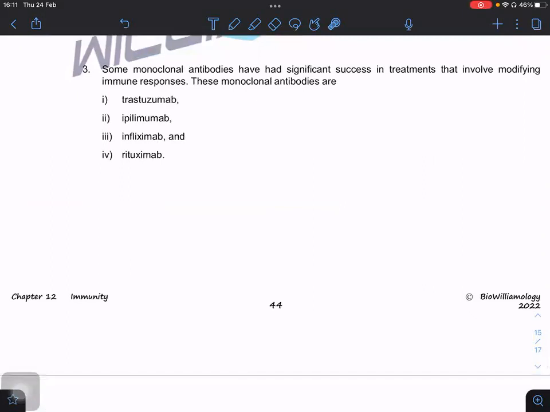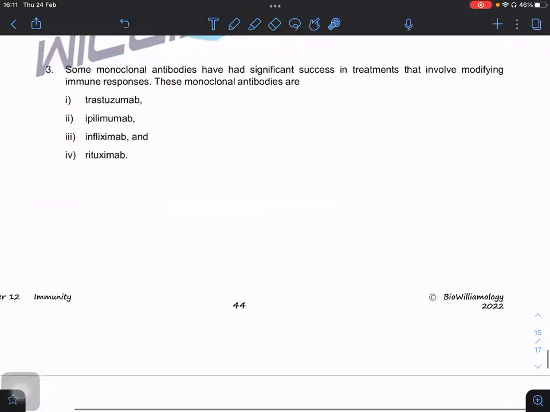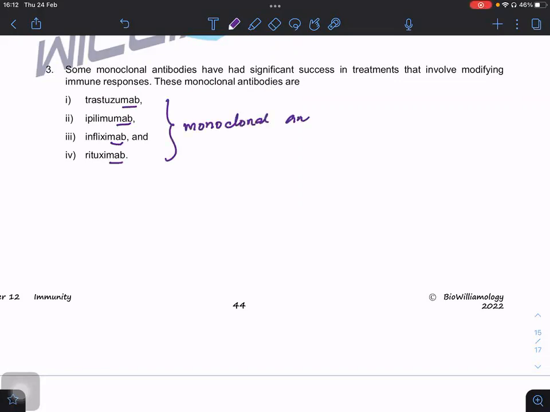Next, some monoclonal antibodies have had significant success in treatments that involve modifying the immune response. These monoclonal antibodies include trastuzumab. Can you see that? The drugs whose names end with mab are monoclonal antibodies.